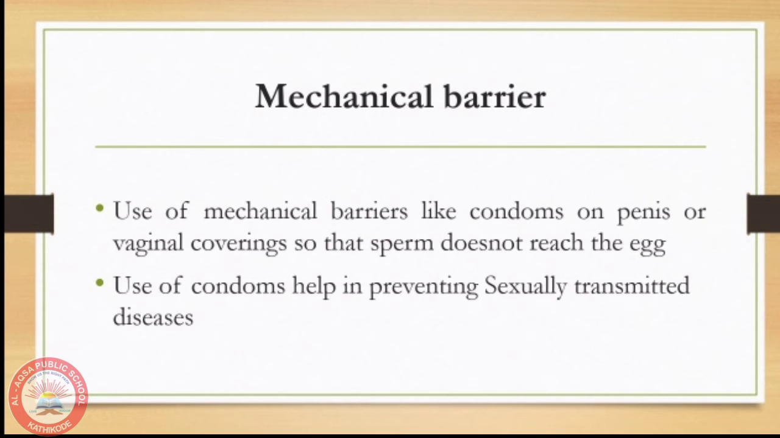Mechanical method is the use of mechanical barriers like condoms on the penis or vaginal coverings so that the sperm is prevented from reaching the egg and thus fertilization is prevented. The use of mechanical barriers like condoms helps in preventing sexually transmitted diseases.